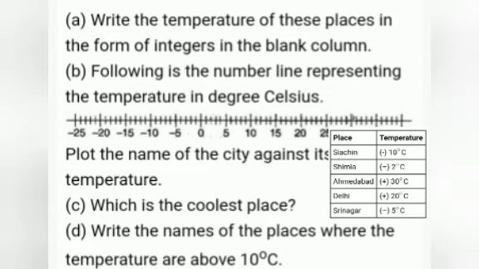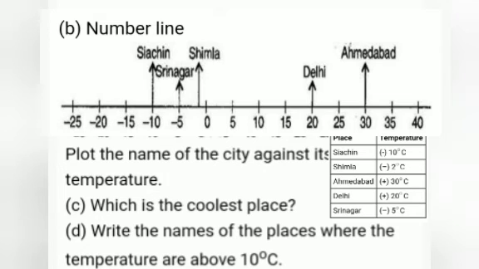The next question says: the following is the number line representing the temperature in degrees Celsius. Plot the name of the city against each temperature. So the number line is given. The temperature is also given. Now we will have to name the cities. Alright. So what has been done?